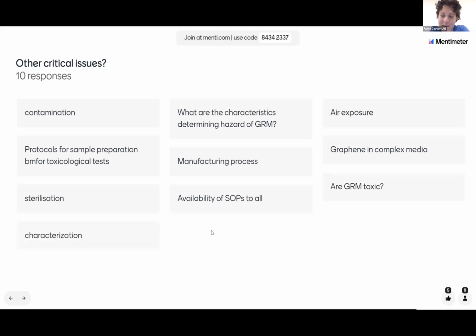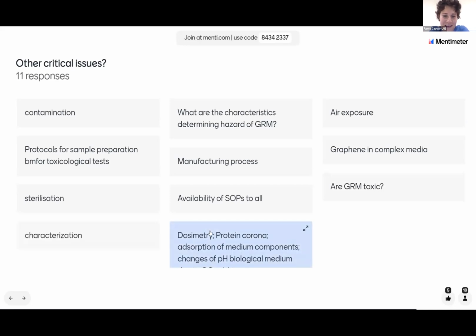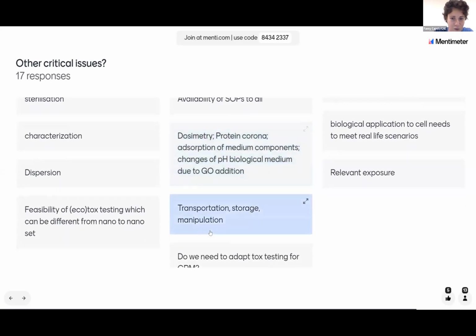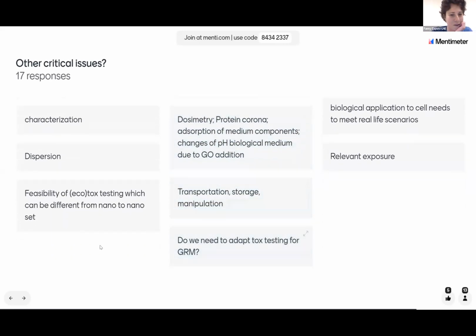Are graphene-related materials toxic? That we can discuss in the roundtable for sure. Anyhow, it's the report I was showing at the beginning of my talk. I think it's very interesting with regard to that. It's really giving a comprehensive answer to that. So biological application to cells needs to meet a real-life scenario. That is another one, that's for sure. Characterization, dispersion. Thanks. So, a lot of other ideas, or ideas that are only partially associated with the options that we gave before.